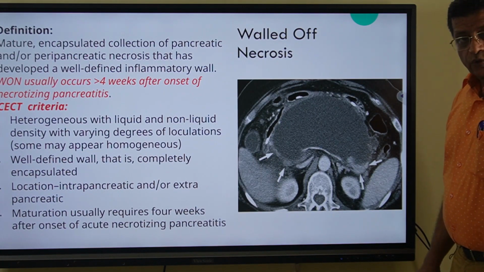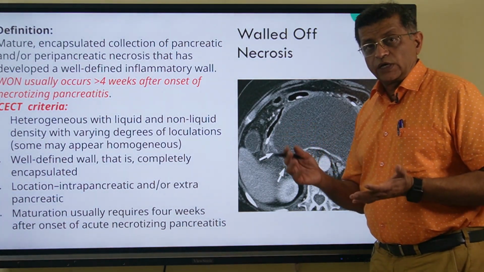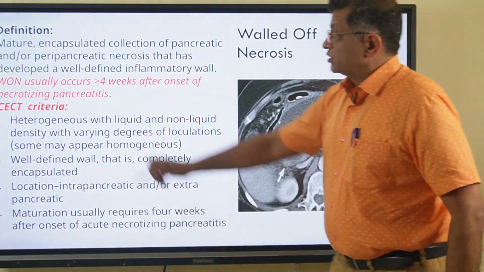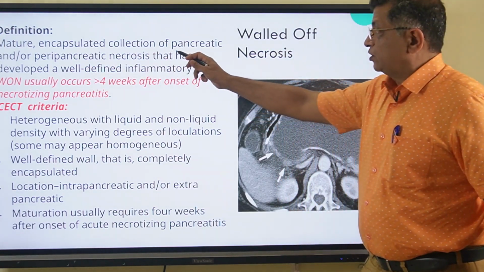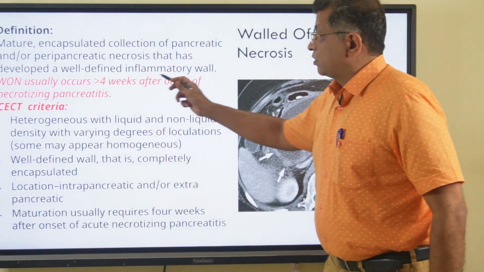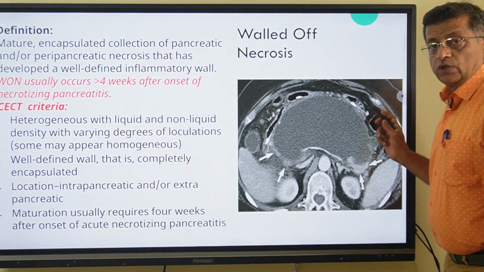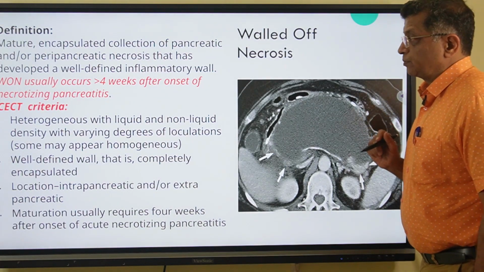Lastly, walled-off necrosis. This is seen after 4 weeks in a patient with acute necrotizing pancreatitis. So it is a mature encapsulated collection of pancreatic or peripancreatic necrosis that has developed a well-defined inflammatory wall. It usually occurs more than 4 weeks after the onset of necrotizing pancreatitis.